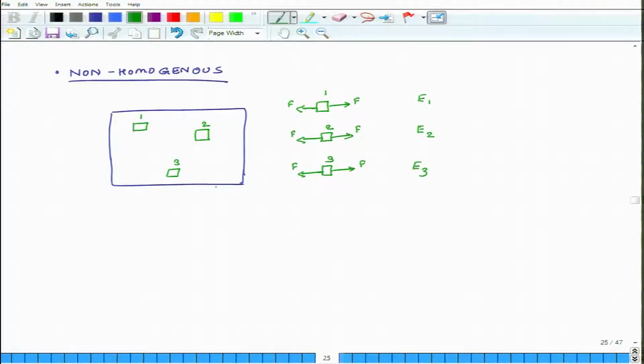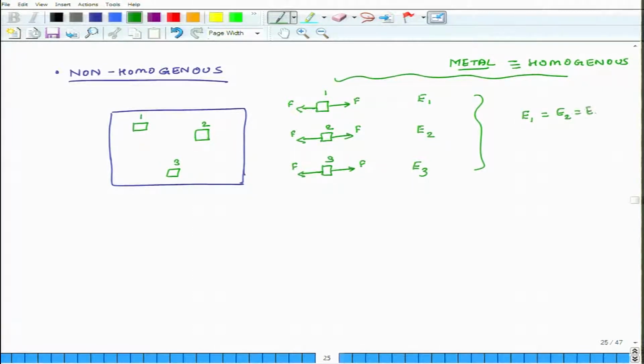But this is a metal. So, in case of metal, a metal is in general, if it is a decent quality metal, a homogeneous material. And because it is homogeneous, the value of E1 will be same as E2, will be same as E3. But if the material is non-homogeneous, then E1 may not necessarily be same as E2 and it may not necessarily be same as E3.